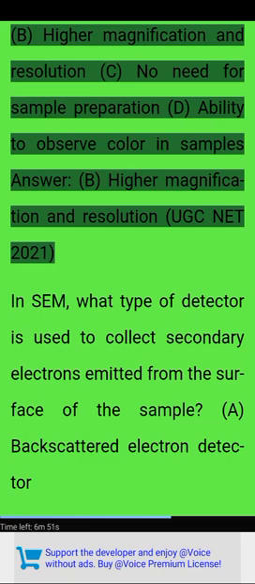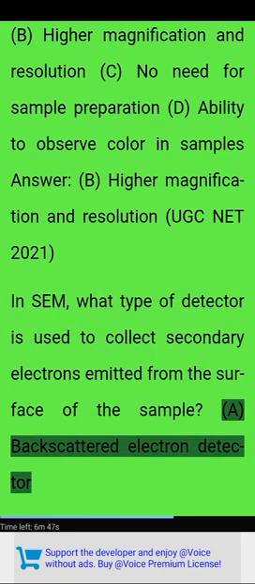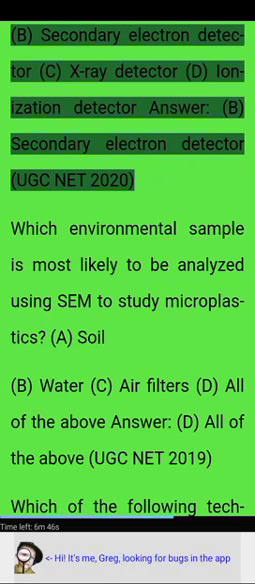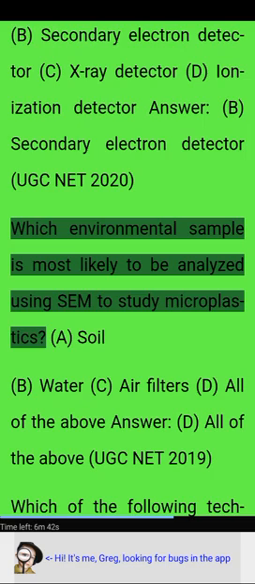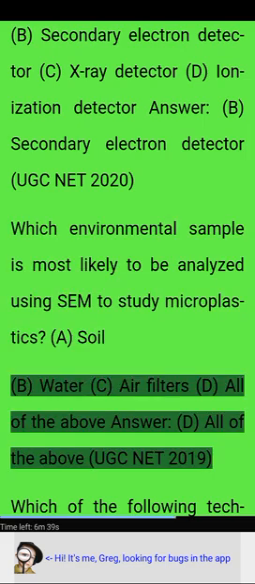UGC NET 2021. In SEM, what type of detector is used to collect secondary electrons emitted from the surface of the sample? A. Backscattered electron detector. B. Secondary electron detector. C. X-ray detector. D. Ionization detector. Answer. B. Secondary electron detector. UGC NET 2020. Which environmental sample is most likely to be analyzed using SEM to study microplastics? A. Soil. B. Water. C. Air filters. D. All of the above. Answer. D. All of the above.